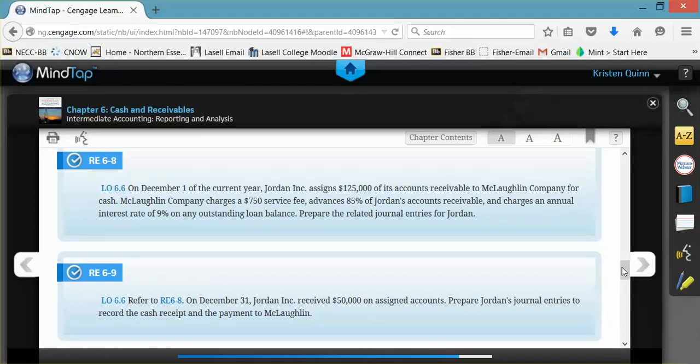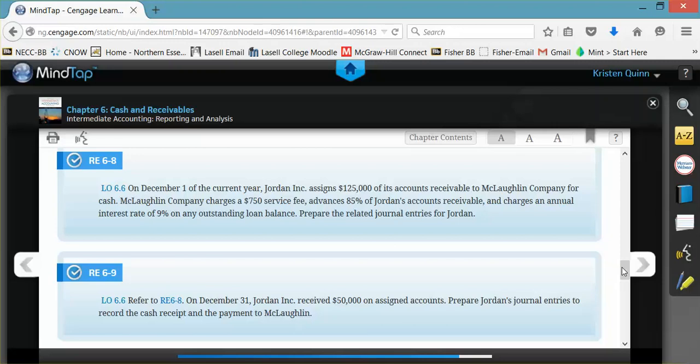In this example, we'll be going over review exercises 6-8 and 6-9. Here we're going to be talking about the journal entries that need to be recorded when a company assigns their accounts receivable. A company can assign their accounts receivable in order to secure a loan.